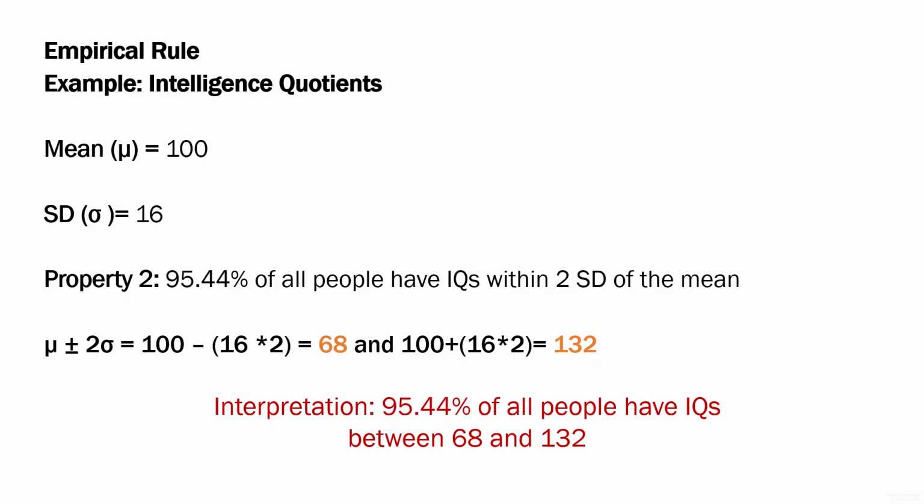Property 2 of the empirical rule states that approximately 95% of all people have IQs within 2 standard deviations of the mean. So what we can do is mu plus or minus 2 times our standard deviation. On the lower end, 100 minus 16 times 2 is equal to 68. And then 100 plus 16 times 2 is equal to 132. The interpretation here is that approximately 95.44% of all people have IQs between 68 and 132.